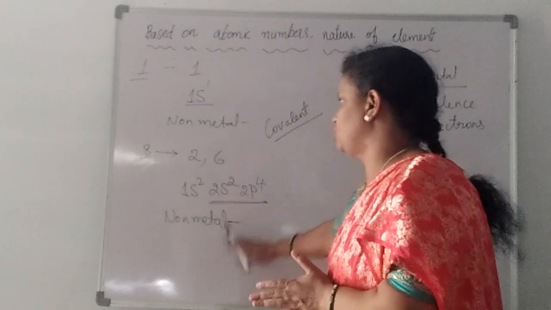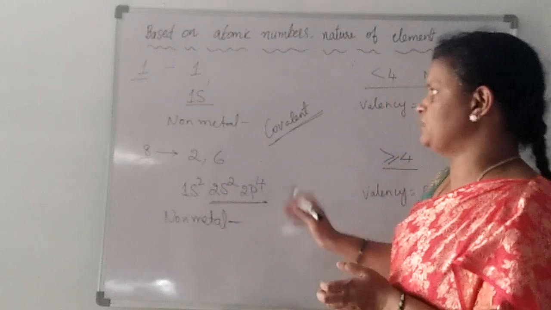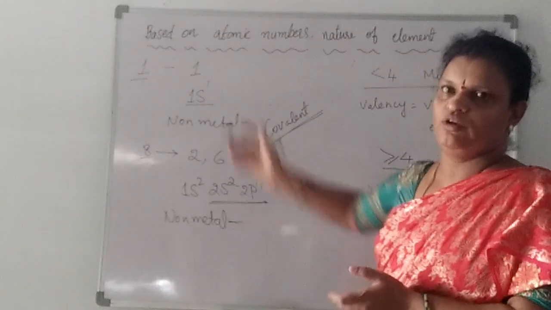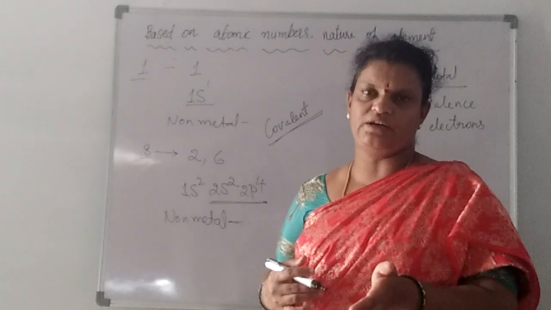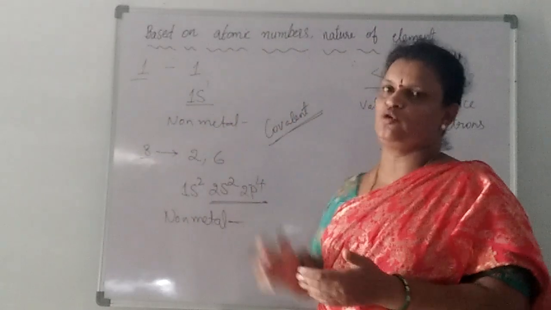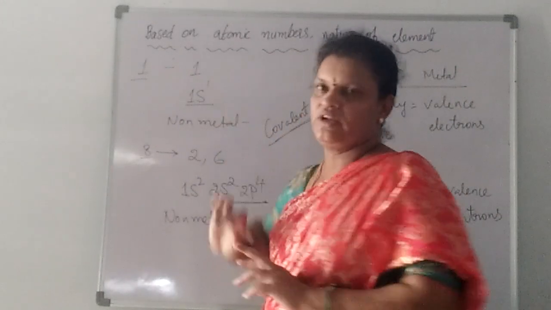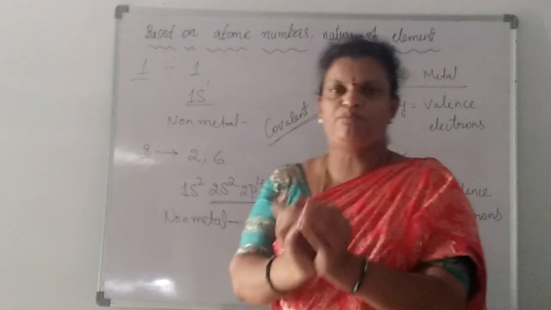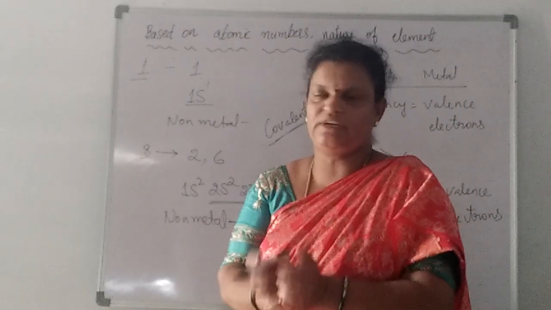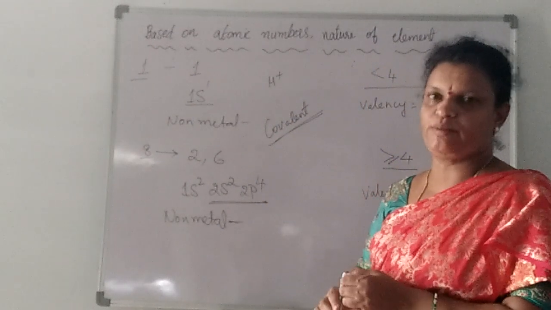So between these two non-metals, what type of bond is formed? Covalent bond is formed. Now you say, what is the valency of this hydrogen? Only one electron is there. Either it may lose an electron or it may gain one electron. By losing that electron, it becomes a proton, because only one electron, one proton is there. When the electron is lost, only one proton will be present in the nucleus. So H plus is nothing but a proton.